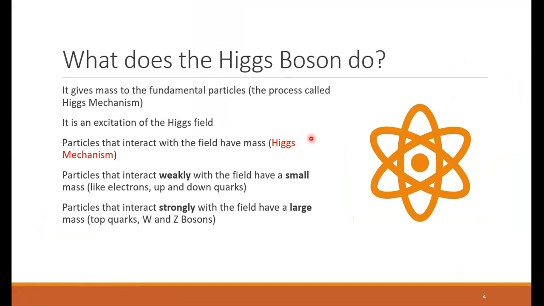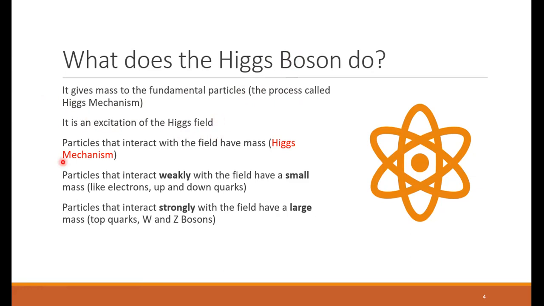Next slide. Okay, so next we ask, what does the Higgs boson do, right? So the simple answer is that it gives mass to the fundamental particles, and it does so by a process called the Higgs mechanism, right? And further, the Higgs boson is an excitation of the Higgs field. This is similar to how a photon is an excitation of the electromagnetic field. So those are analogous concepts.